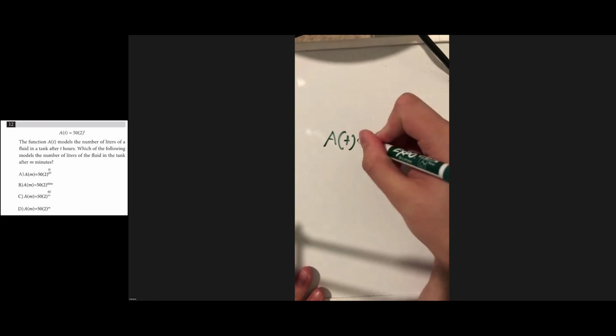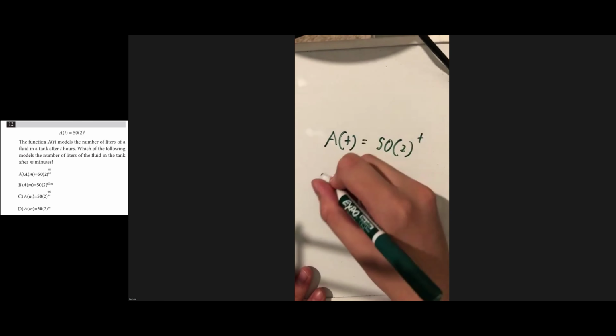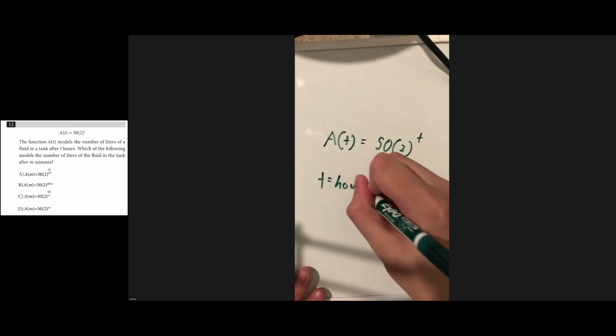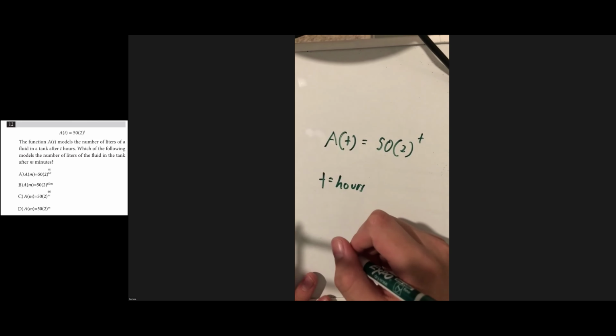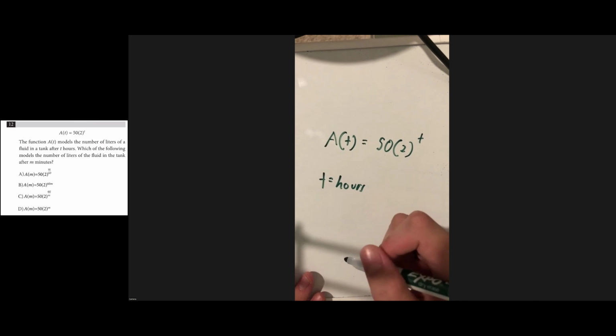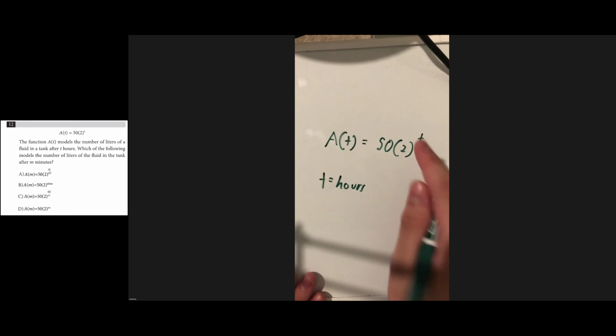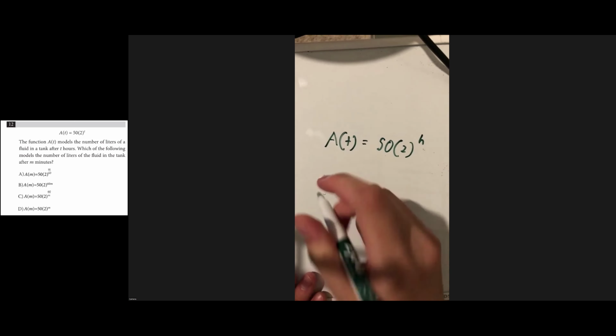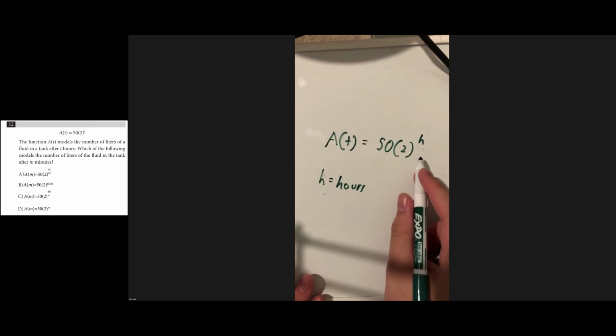Okay, so for this one, it tells us that the function A of t models the number of liters of fluid after t hours. So it equals 50 times 2 to the power of t, and t is hours. And we just have to convert this into m minutes. So I'm just going to replace this t with h, because h is just hours. And so how many minutes are in 1 hour?